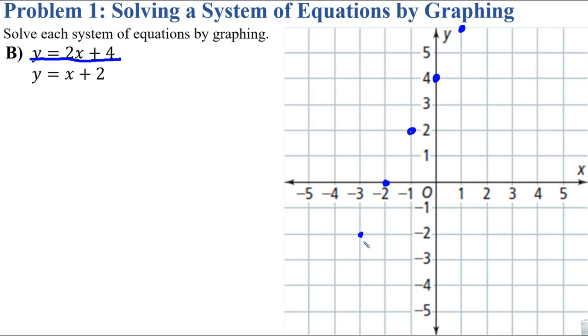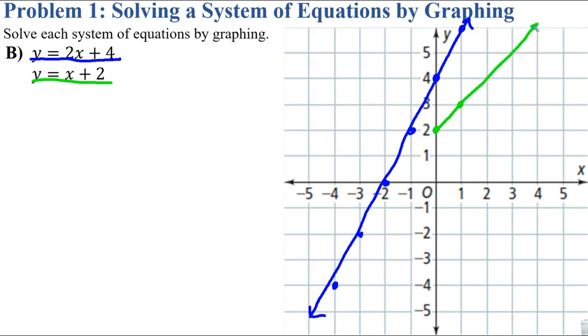And since I don't know where these are going to hit, I'll just keep making points here. See if we can connect the dots and actually make them come together. All right, then second equation, y equals x plus 2. I feel like we just did that. Y-intercept is 2. Slope is 1. So we'll just go up 1, right 1 the entire time.